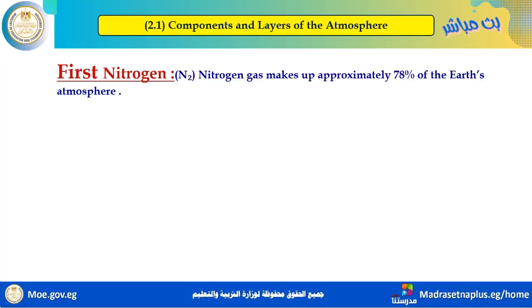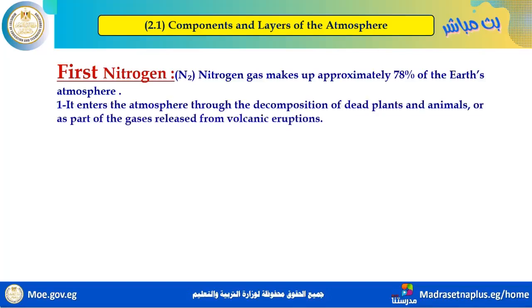What is the importance of nitrogen gas? First, how is this percent found? It enters through the decomposition of dead plants and animals. We mean that there are other organisms called decomposers, which carry out a process called decomposition, breaking down their dead bodies.